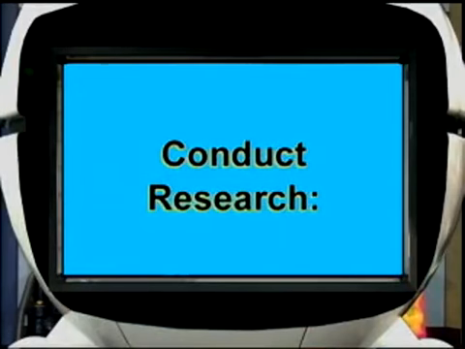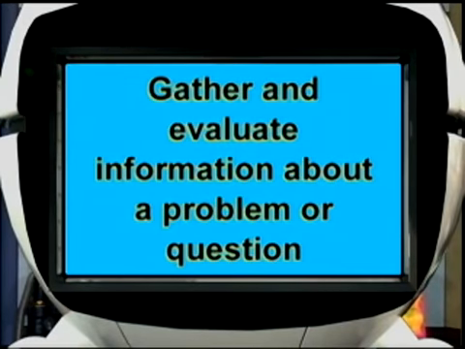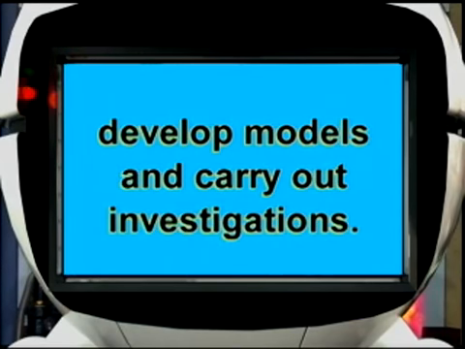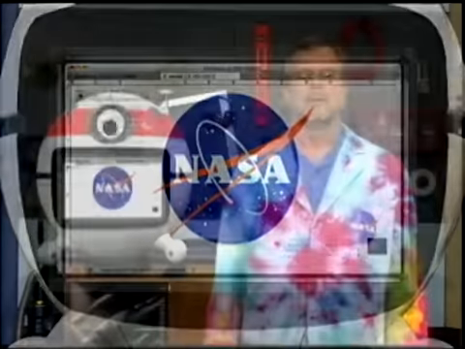Bye, Jordan. You know, research is very important in the engineering and scientific process. Hey, Neutron, what have you got for us today? Conduct research. Gather and evaluate information about a problem or question. Develop models and carry out investigations. So once engineers and scientists ask a question, they try to find out all that is known about the problem and then come up with an explanation from what they might think is the answer or solution to the problem.